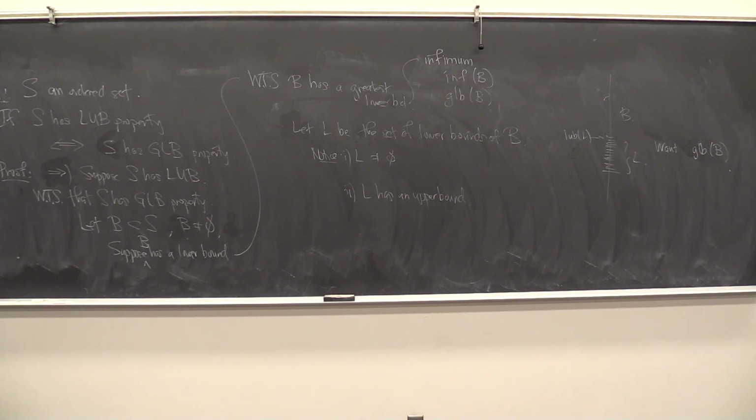So it wants us to figure out why those two imply that B is similar. Or I think like how we know that those two are true. Supposing that B has a lower bound, which makes L not empty.